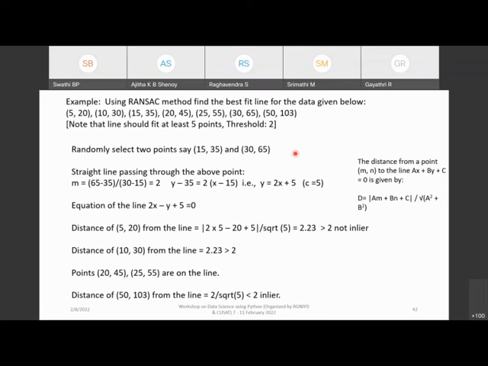Otherwise, I need to keep on repeating this until I get the equation of the straight line which has 5 inliers. Is that clear now, or any other doubt?